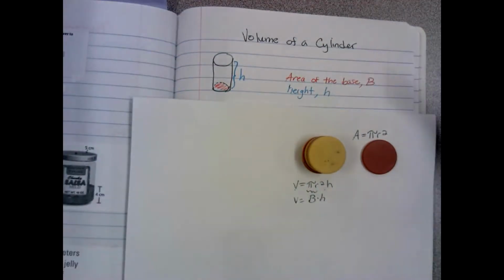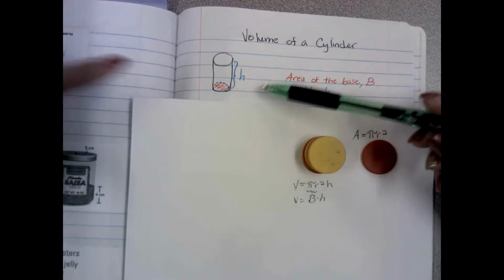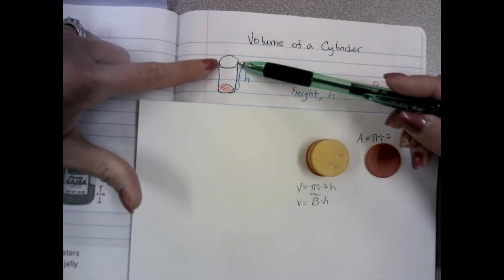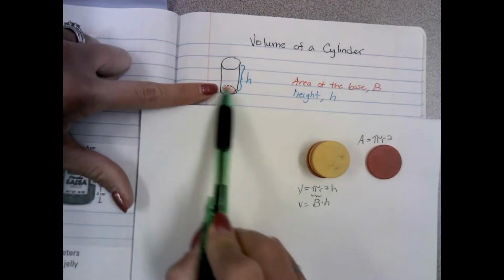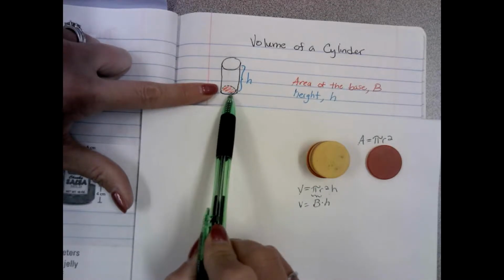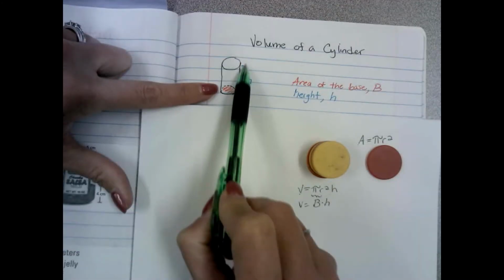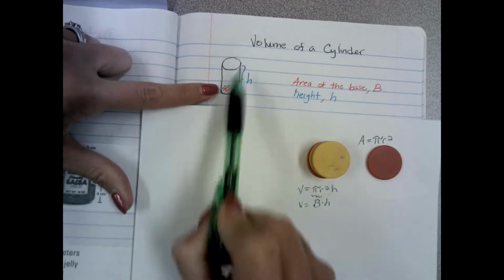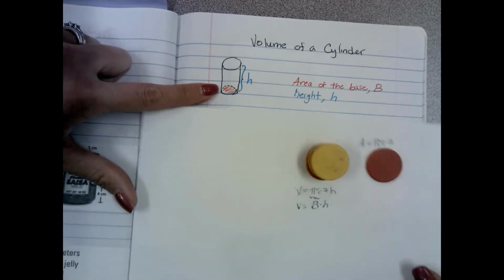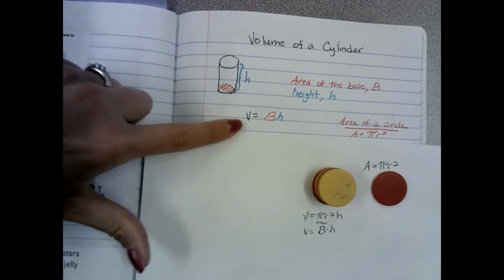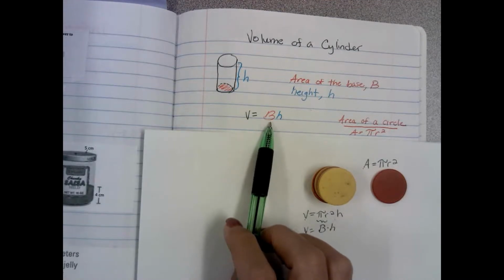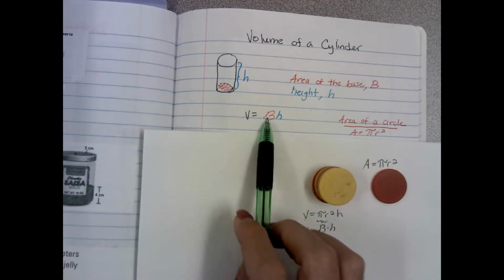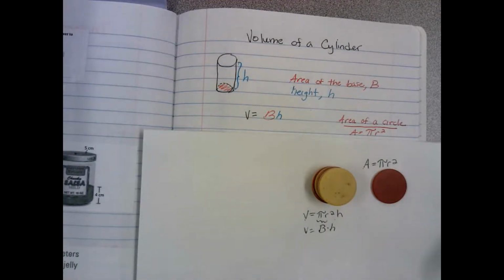I've sketched a little cylinder here. You can go ahead and sketch that. It has a base and it has a height, and I just indicated that the base of this object is going to be a circle, and height is this distance from the bottom base to the top base. So volume of a cylinder is area of the base times height. Area of the base is indicated by this capital B. And area of the base for this particular object, which is a circle, is pi r squared.